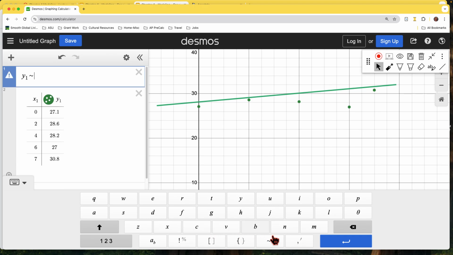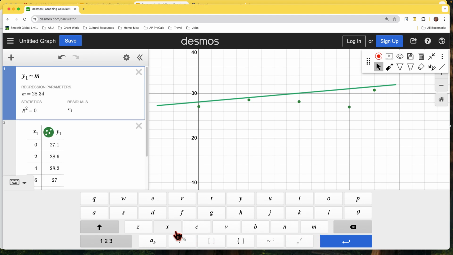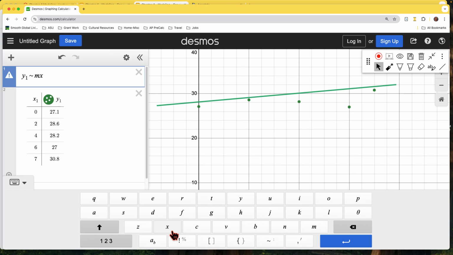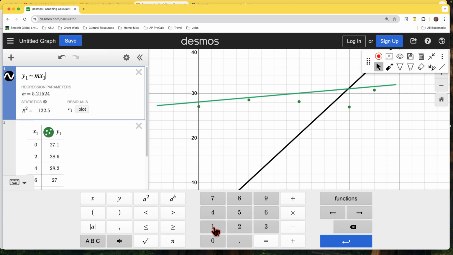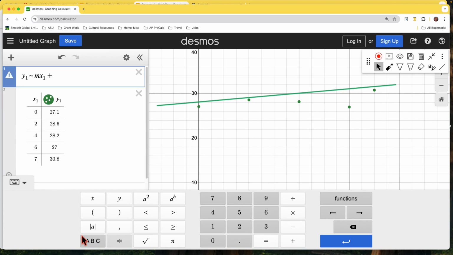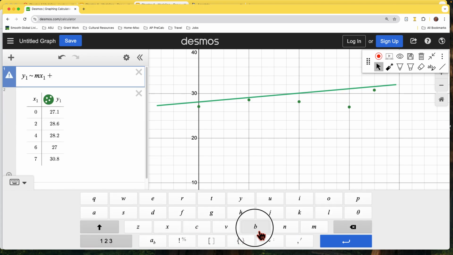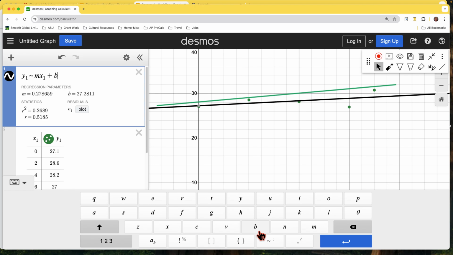And then mx plus b, right? mx, oh, but not just x, I want x1. There we go. Starting to get the line, and then I do a plus b. Whether you use m and b is not really important. Those are just, we call them dummy variables.